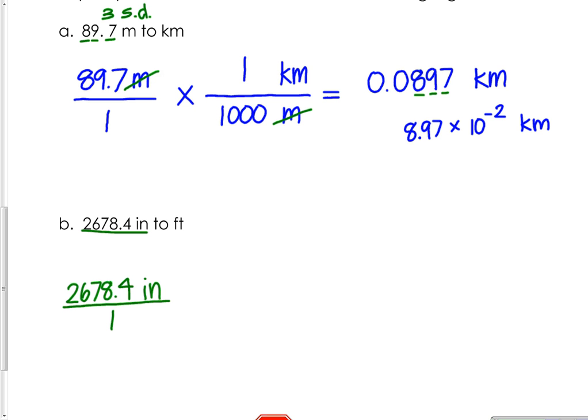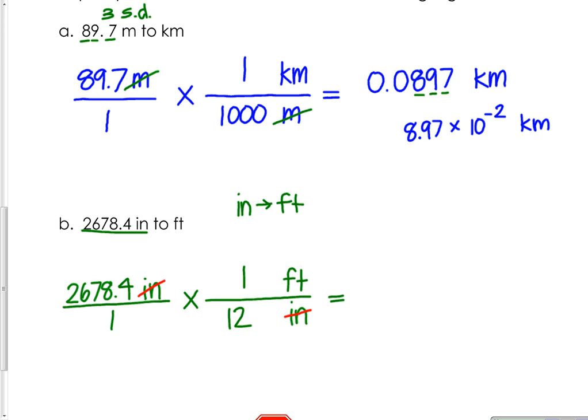The next step is to multiply by a conversion factor. Just draw your line. Now decide, what label do you want to be canceling out? The label you want to cancel out is the one you're trying to get rid of, which is inches. We want to turn it into feet. And we know that we can go from inches to feet in one step because we know that 1 foot has 12 inches. If you look at your math, the inches are going to cancel out. And mathematically, what you are doing here is taking 2,678.4 and you are dividing by 12.